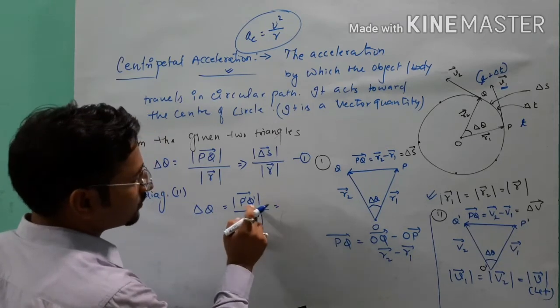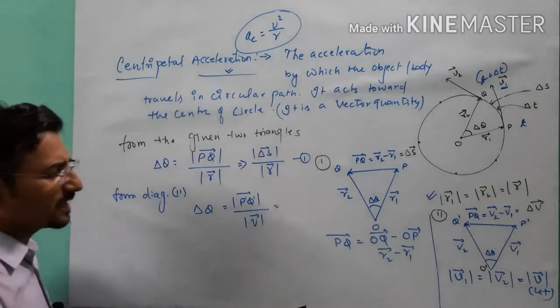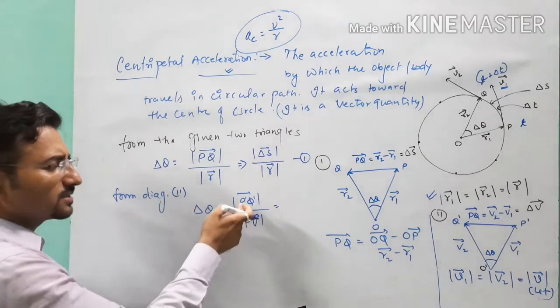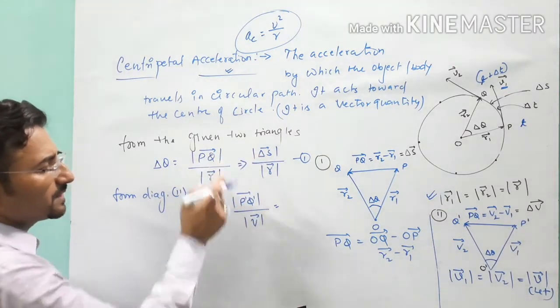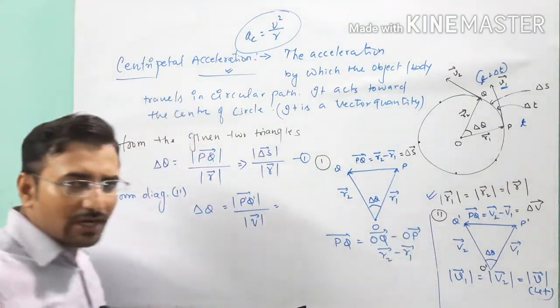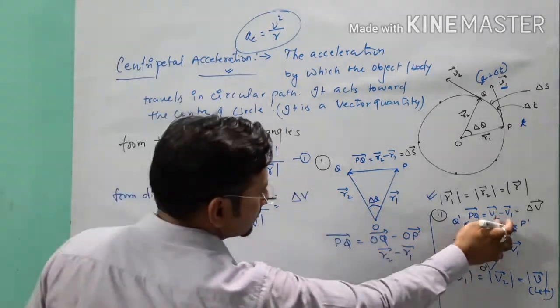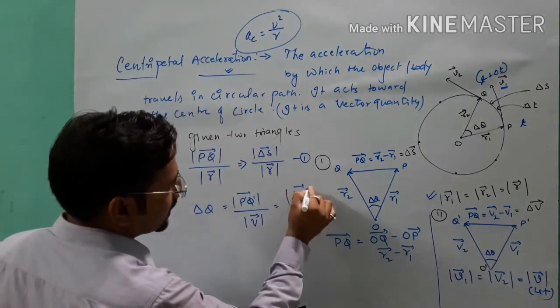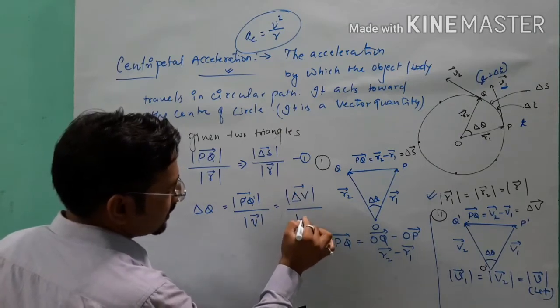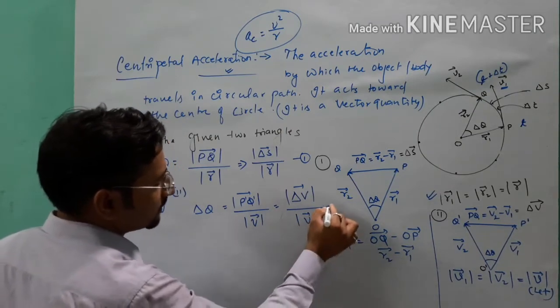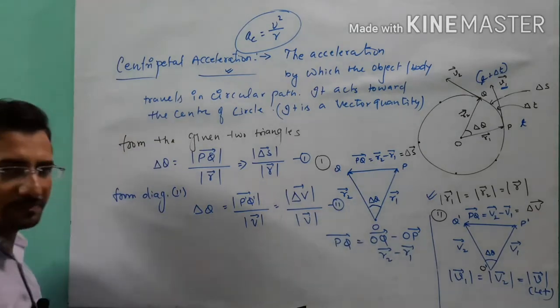And now this p dash q dash, just formally I have written this p dash q dash, otherwise it is the same as pq. So see here, the value of p dash q dash is the same, which is the difference of two velocities, v1 minus v2. I have written here like this, and this is the magnitude of this. This one is our second equation.